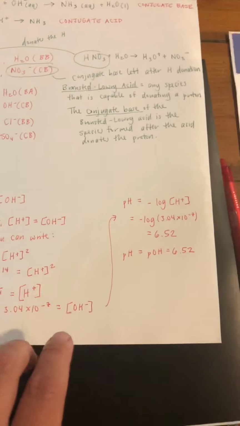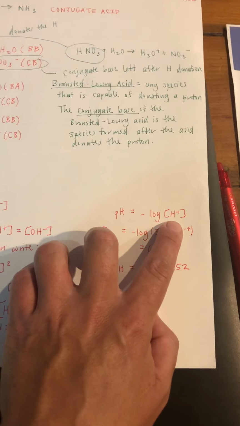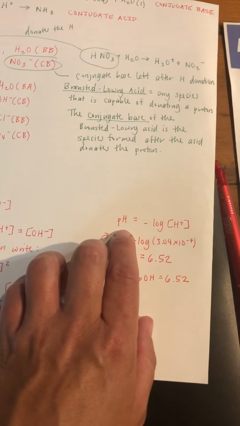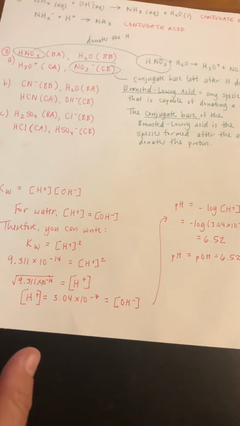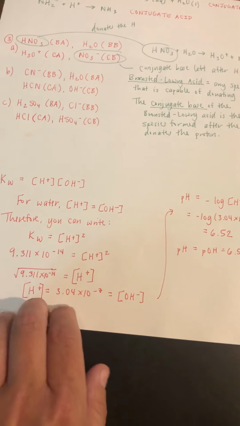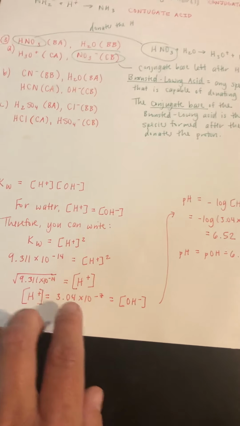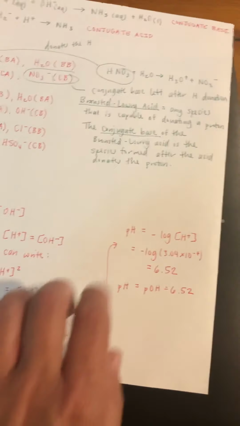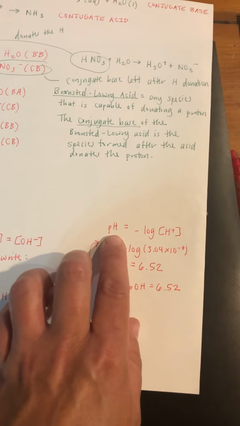Since the concentration of hydrogen ions equals the concentration of hydroxide ions when we're dealing with water, we can use the concentration of hydrogen ions to calculate pH from here. So now we know. It asks you to calculate the concentration of the hydronium, hydroxide, and hydrogen, which we did. These are the concentrations, 3.04 times 10 to the negative 7th, for individual ions of each of these.